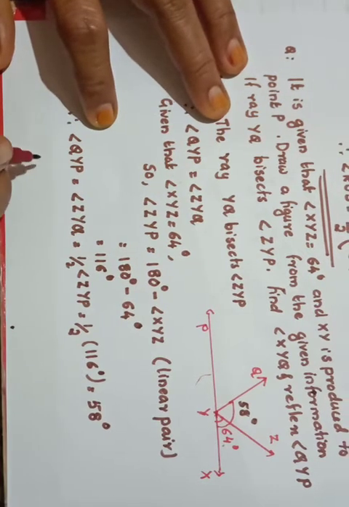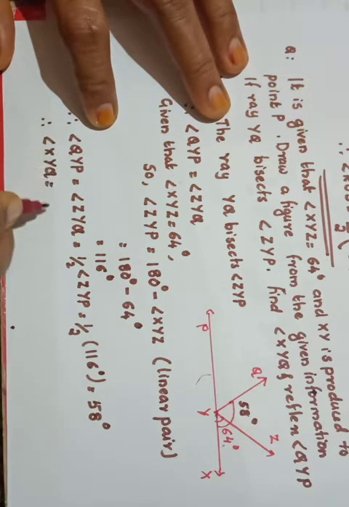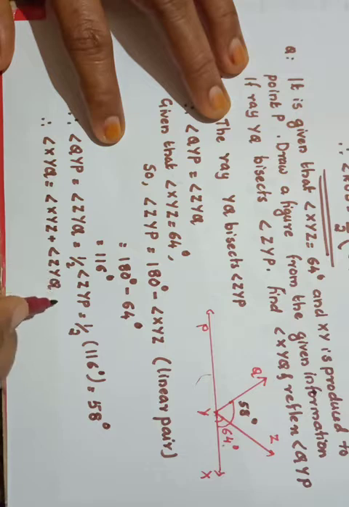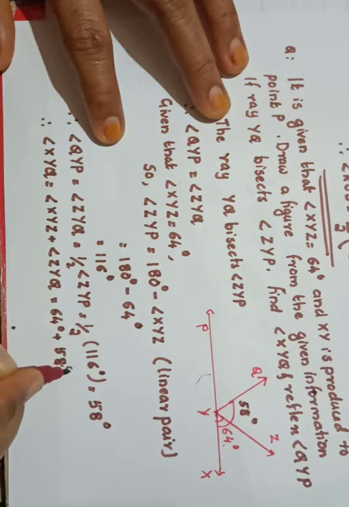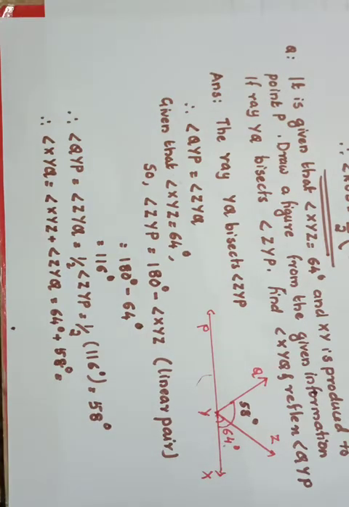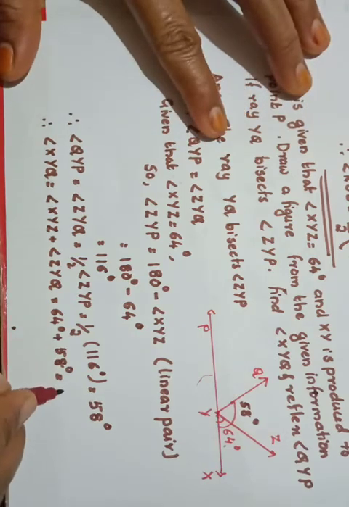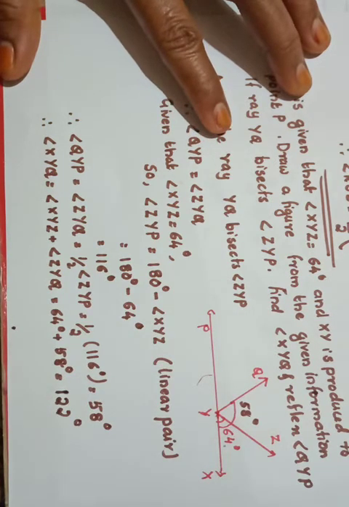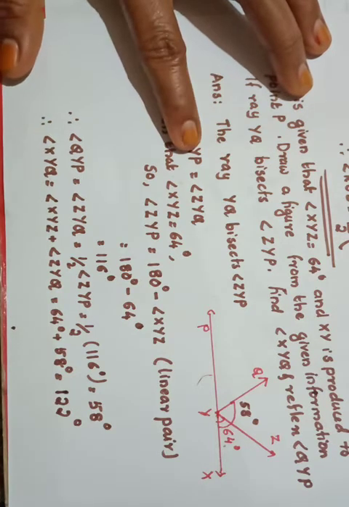It's already given. Therefore, angle XYQ is equal to angle XYZ plus angle ZYQ, that is 64 degree plus 58 degree. Sorry, 122 degree. Correct.